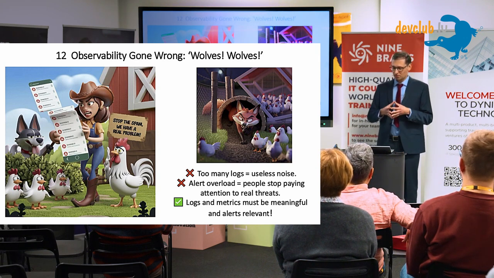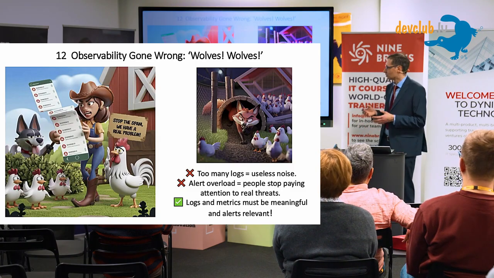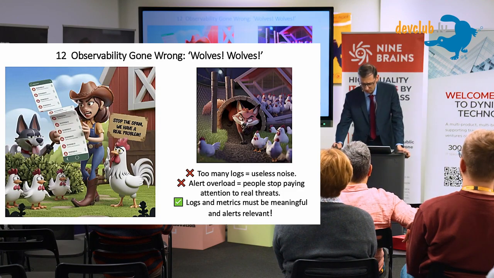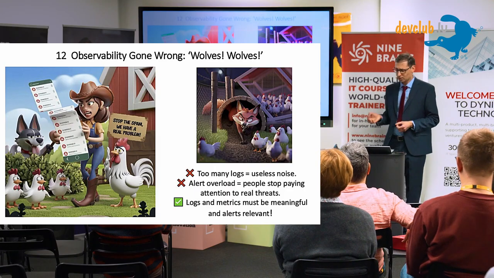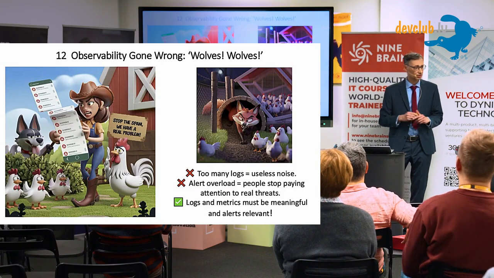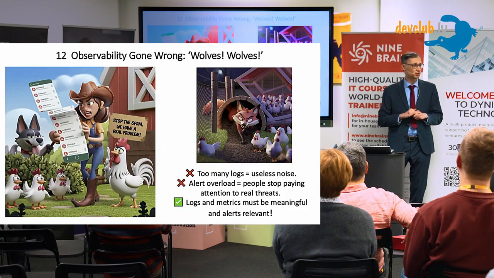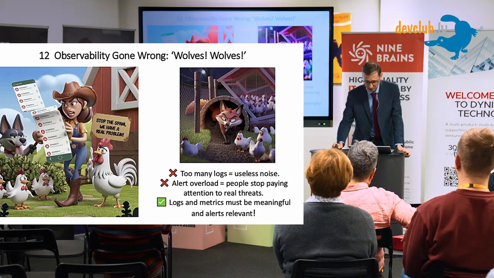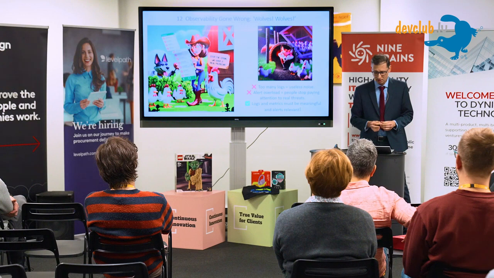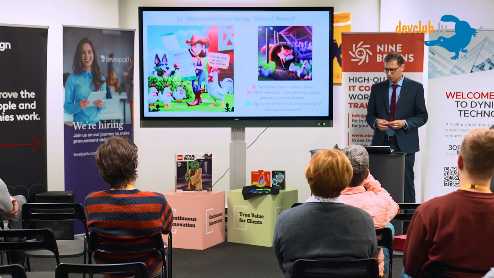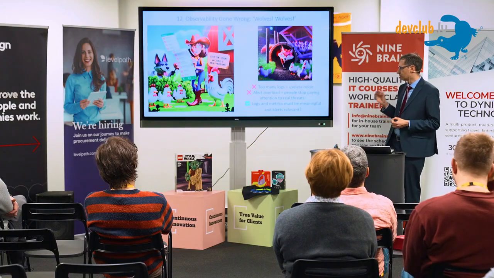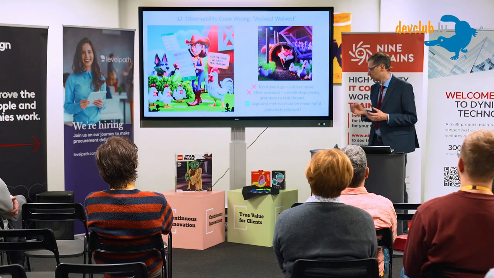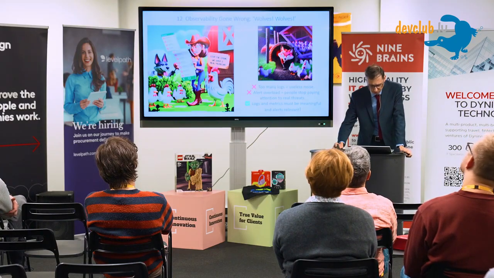So the watchdog is exhausted because of a lot of alerts saying there are wolves. But the Cunning Fox, in the meantime, dug a tunnel and stole a chicken, because it was some small error hidden amongst all these wolves alerts. So here the takeaway is: too many logs, useless noise. If you are overloaded with alerts, people stop reacting to them. So you need to keep it useful.